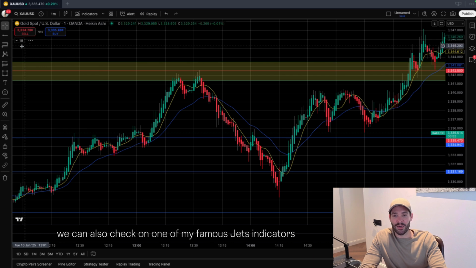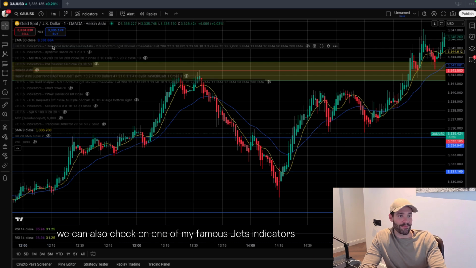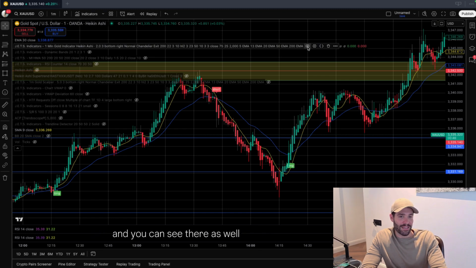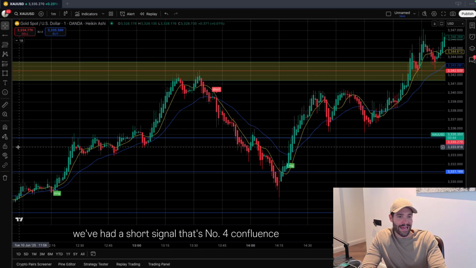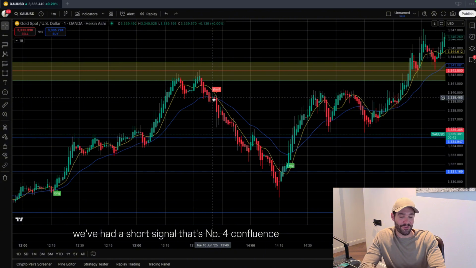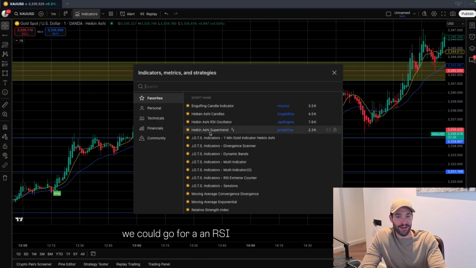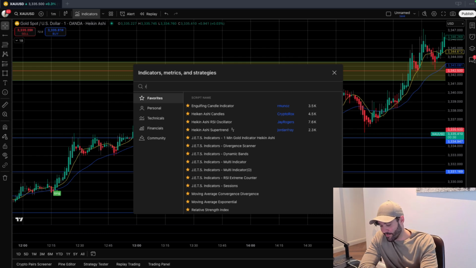We can also chuck on one of my famous JETS indicators. This is the tailored indicator only for my group. And you can see there as well, we've had a short signal, that's number 4 confluence. If you want to add even more to this, we could go for an RSI.